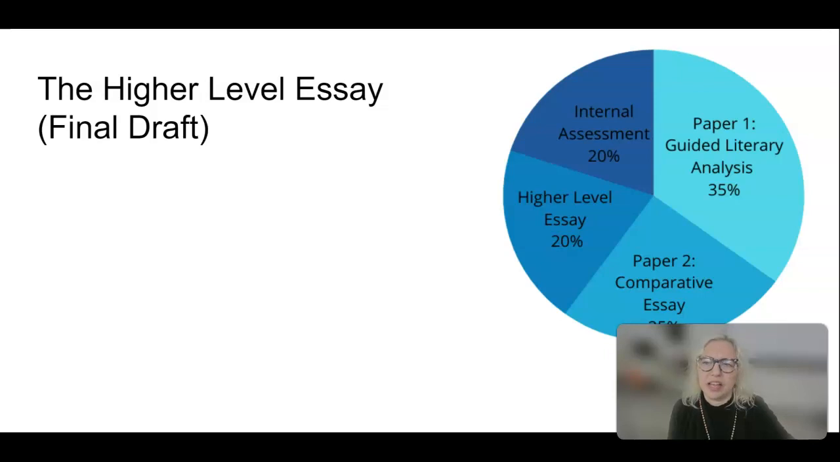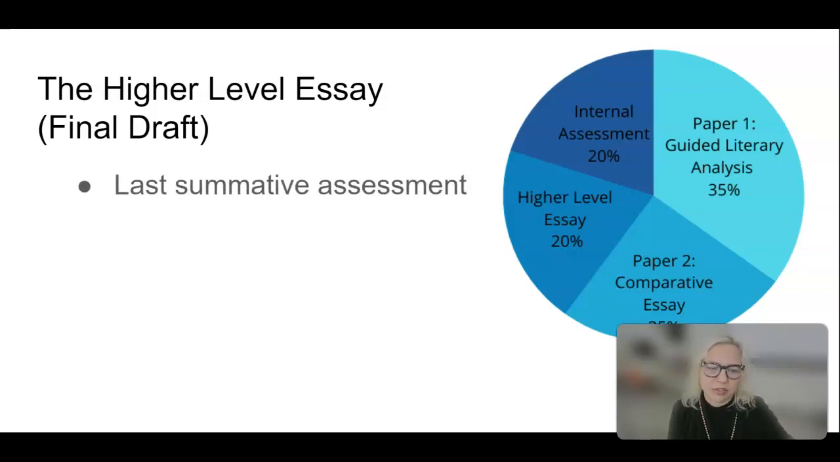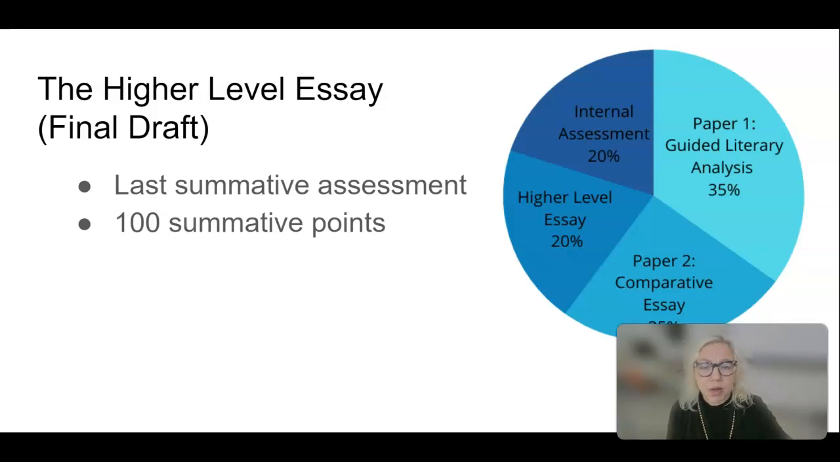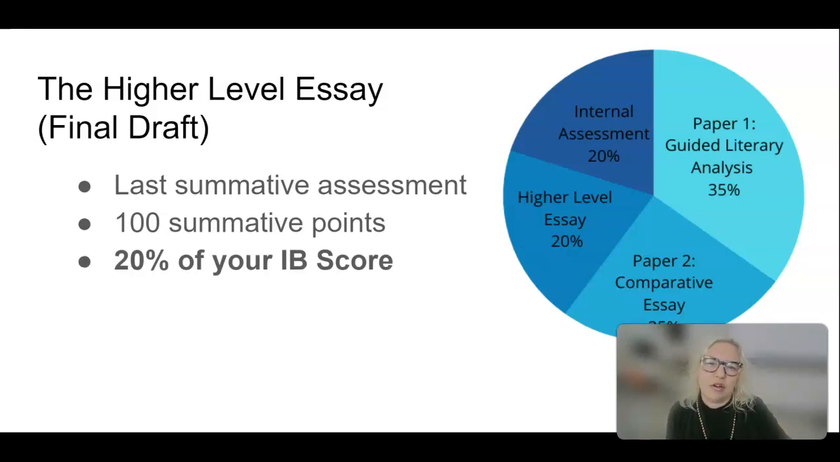What is the higher level essay final draft? This is the last summative assessment of semester one. It's once again worth 100 summative points, which is the same as what the rough draft or the first draft essays were worth. So it's another chance to score the same amount as one of those essays. But it's also 20% of your IB score.